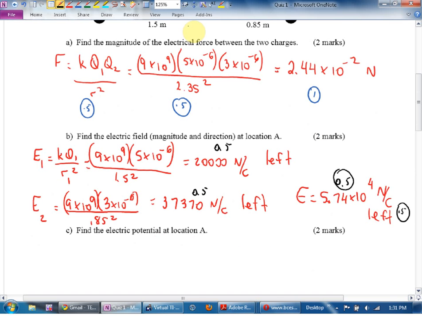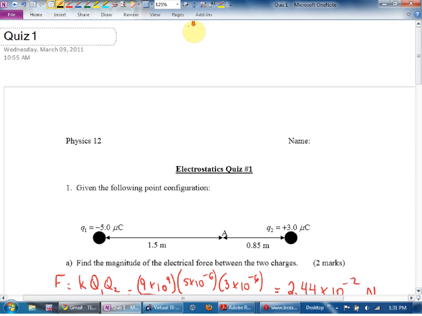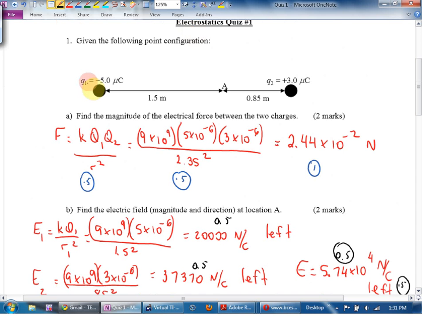C, find the electric potential at location A. What's another word for electric potential? Voltage. I think they want me to find the voltage at location A. Now, the voltage is going to be a combination of the voltage from charge 1 and the voltage from charge 2.